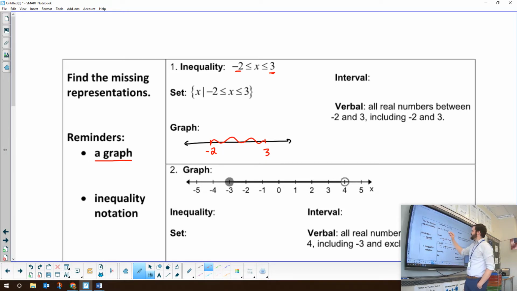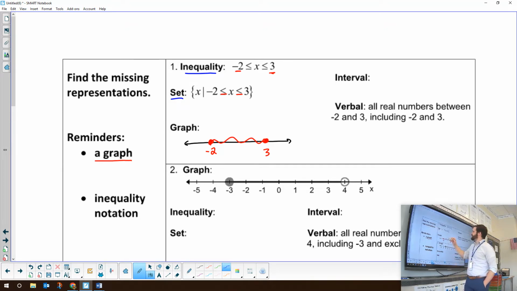Well, since these are equal to, we're going to have closed circles at those points. Okay? And there is my graph. All right, now I want you to look at set notation. Set and inequality are basically the same thing. You understand me? Set and inequality, essentially they're the exact same thing.